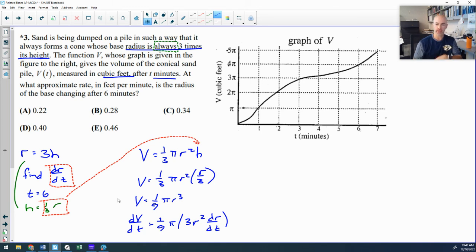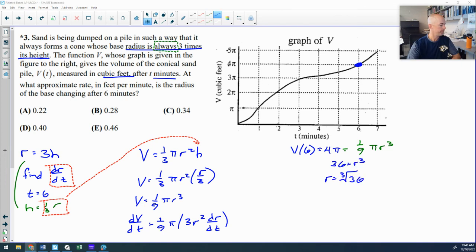This is where the graph is going to come into play. At time t equals 6, I am right here. And what I know is that my volume at time 6 is 4 pi. I can see that on the graph. And I know that my volume is equal to 1/9 pi r cubed. I can use that to find r. So I'm going to find r really quickly. There we go. r is the cube root of 36, which is really ugly.